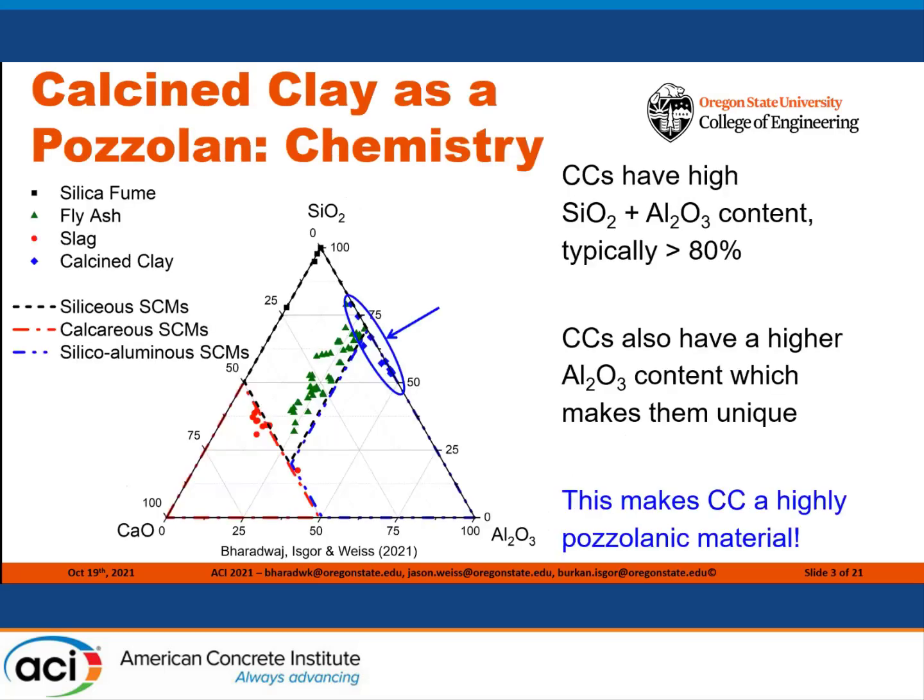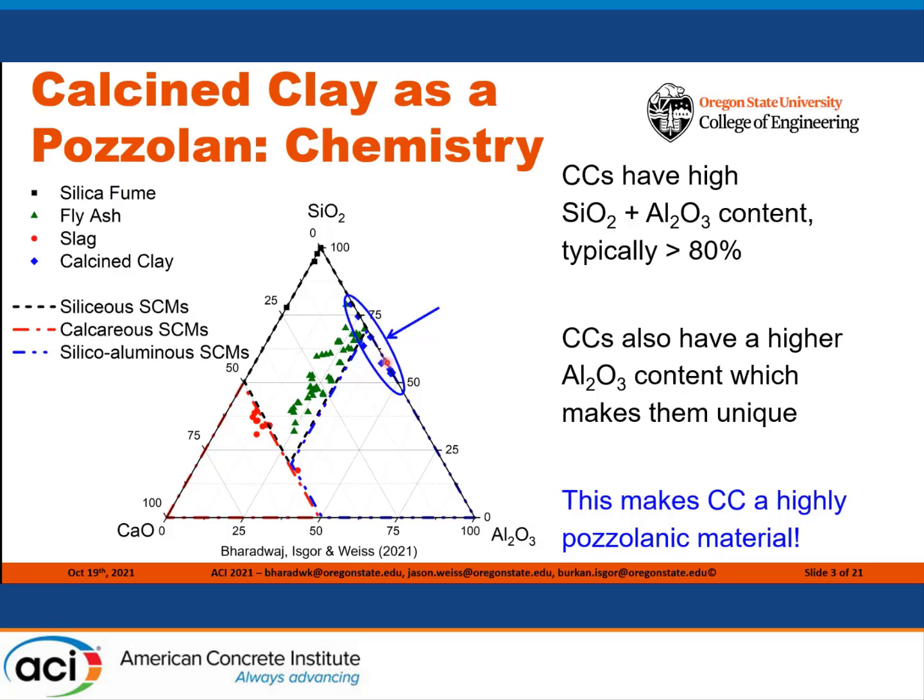So first, let's look at what makes calcined clay unique as a pozzolan. The plot on the left is a ternary plot of the chemical compositions of different SCMs. That is, their silica, alumina, and calcium contents are plotted. The blue diamonds over here are the calcined clays. As you can see, the calcined clays lie very close to the silica alumina line, and that's because they have a high silica and alumina content. Typically, their silica plus alumina content is greater than 80%.